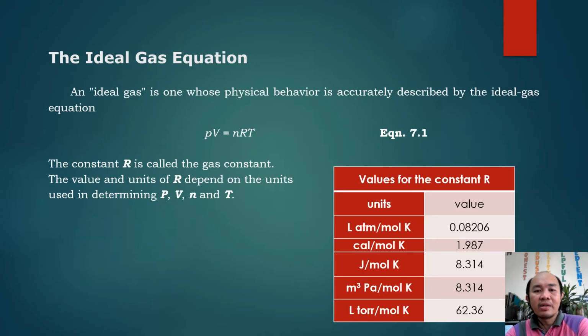The ideal gas equation. An ideal gas is one whose physical behavior is accurately described by the ideal gas equation. PV equals nRT. This is our equation 7.1. The constant R in the equation is called the gas constant. The value and units of R depends on the units used in determining the pressure, volume, the number of moles, and the temperature T. In the table, you have there the values of the constant R. In the first column, you have the units, and in the second column, you have the value.